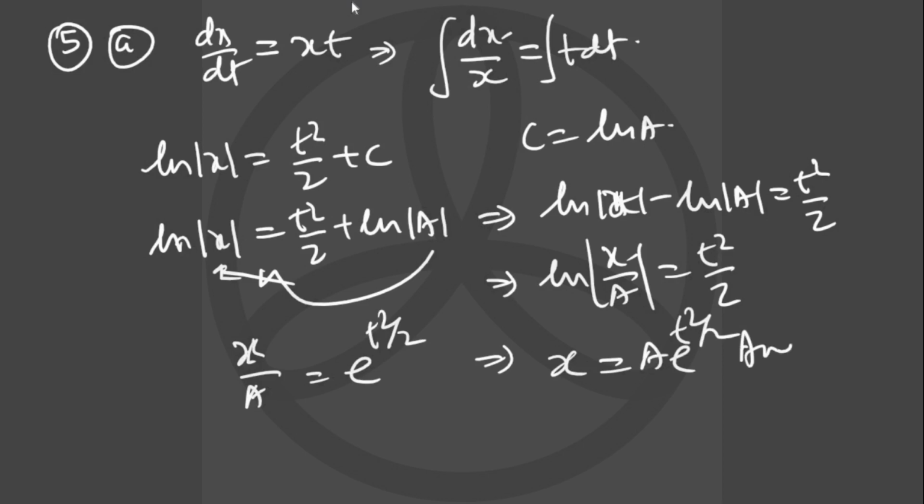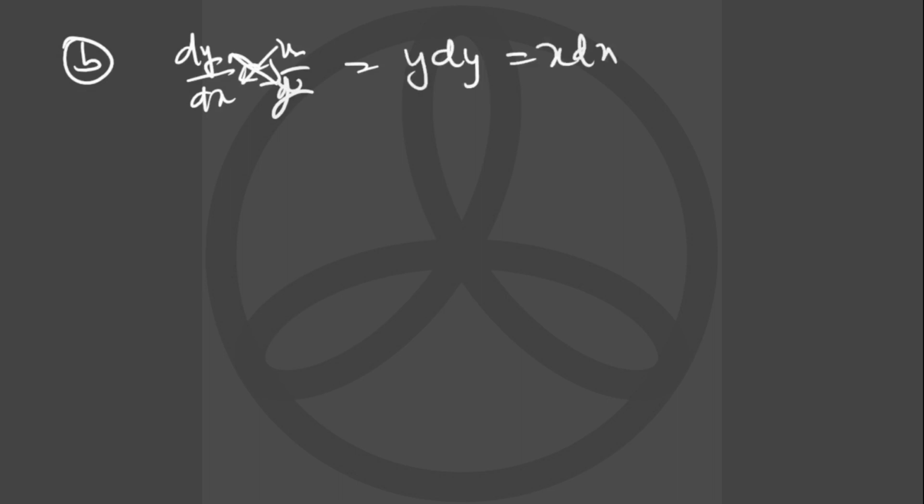This is the answer. Okay. Fifth B is dy/dx = x/y. Cross multiply like this: y dy = x dx, and this will give y²/2 = x²/2 + c.